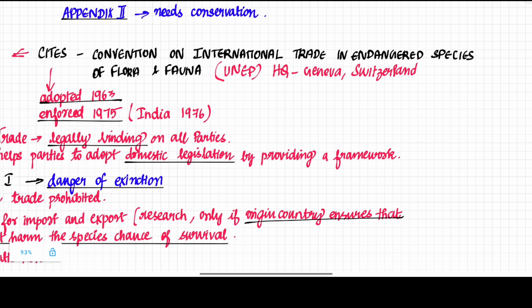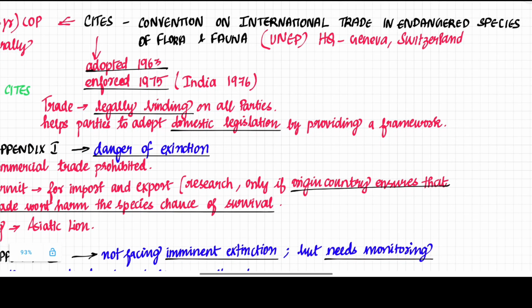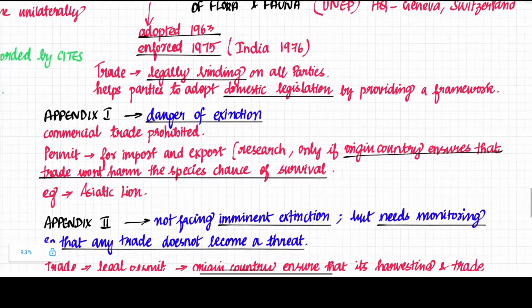CITES is related to international trade in endangered species. It is the Convention on International Trade in Endangered Species of Wild Fauna and Flora. It belongs to UNEP, right? The headquarters is in Geneva, Switzerland. It was adopted in 1963 and came into force in 1975. Its trade rules are legally binding on all the parties and help the parties with domestic legislation. From this CITES, we have the Wildlife Protection Act. CITES and the Wildlife Protection Act are related to each other. Headquarters is in Geneva, Switzerland.